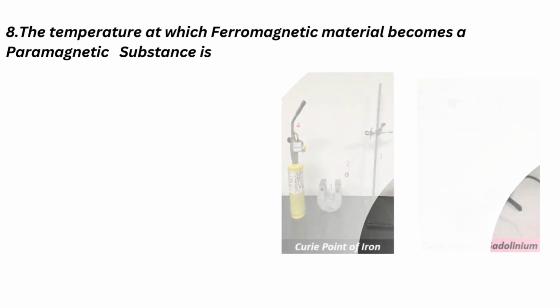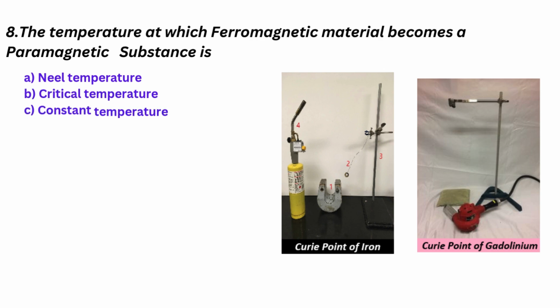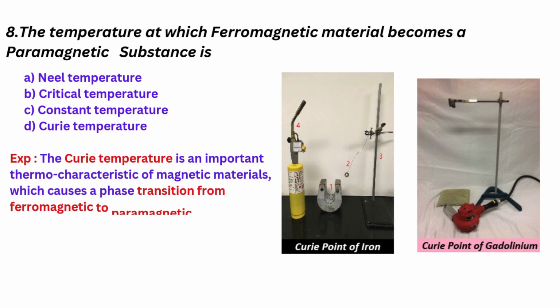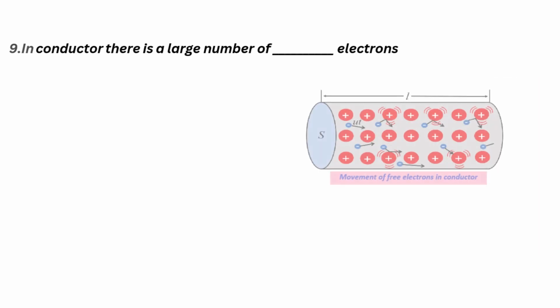The temperature at which ferromagnetic material becomes a paramagnetic substance is dash. The choices given are Néel temperature, the second one critical temperature, third one constant temperature, last one Curie temperature. The temperature at which ferromagnetic material becomes paramagnetic substance is Curie temperature.